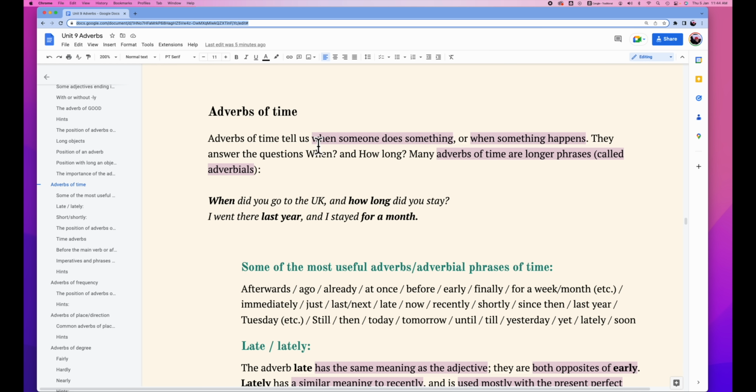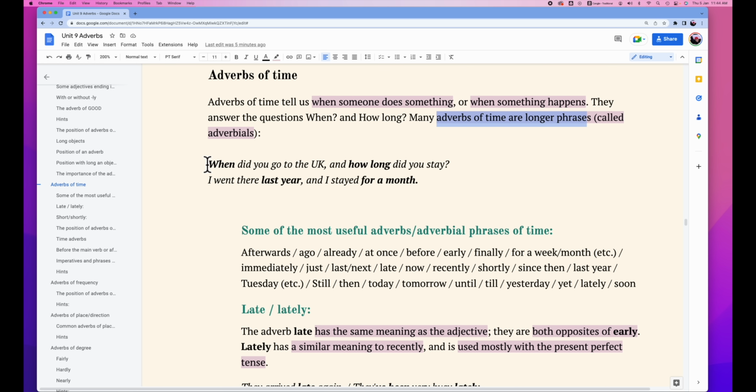Adverbs of time tell us when someone does something, what time he does it, or when something happens. And they always answer questions like when and how long, the duration, and many adverbs of time are longer phrases, or we call it adverbial. For example, when did you go to the UK and how long did you stay? Okay, last year is an answer to the question word when. For a month is answering how long. Last year as well as for a month, both are adverbs of time.